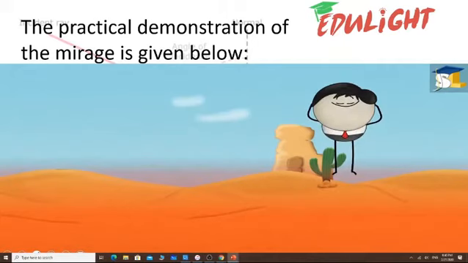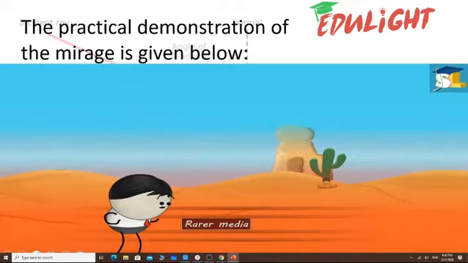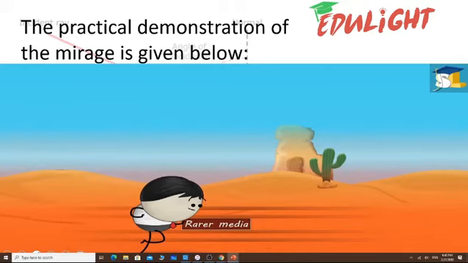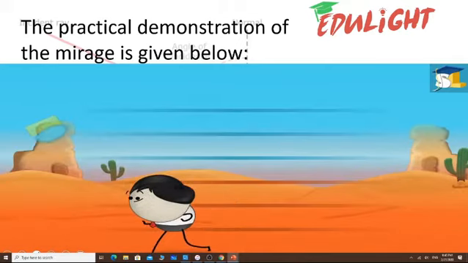Thus, the lower hot layers of air near the ground form relatively rarer media, and the cold upper layers form denser media. Now, when light coming from the sky travels from denser to rarer media, it bends more and more until it exceeds the critical angle, the angle beyond which light gets reflected.